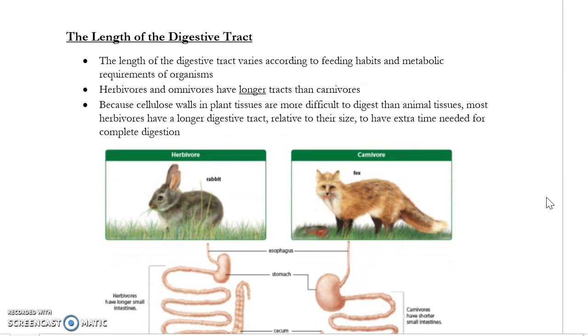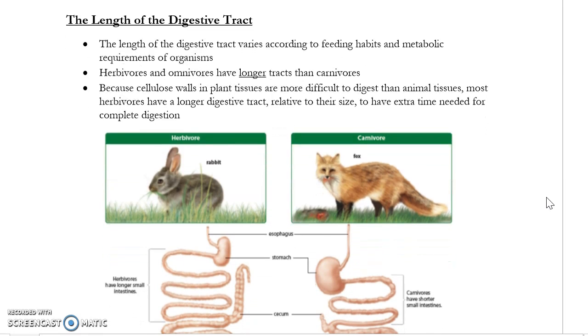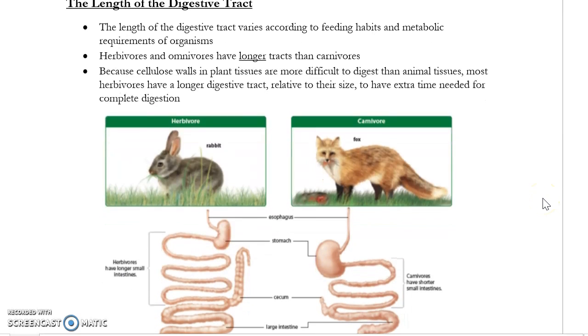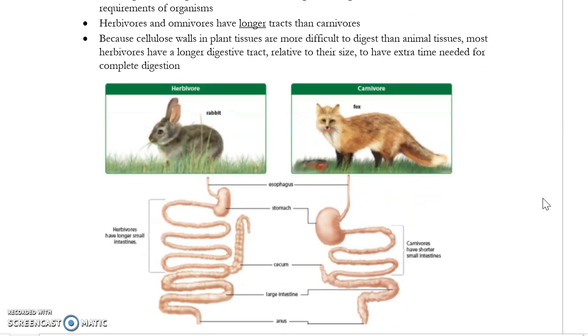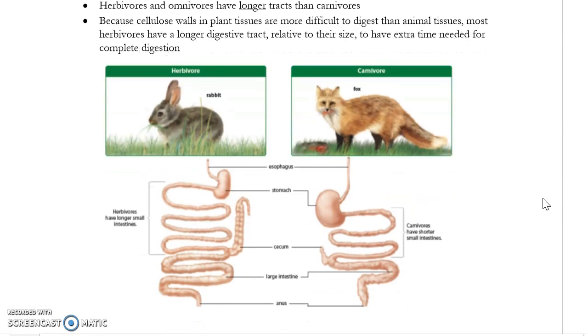The overall length of your digestive tract will really depend on your feeding habits. So if we look carefully here, we're comparing a herbivore and a carnivore. So cellulose is what makes up plant cell walls. The cellulose is actually pretty difficult to digest. So generally, herbivores will have longer small intestines. This helps with the complete digestion of cellulose. Whereas when we look at the carnivore, their small intestine's not as long.